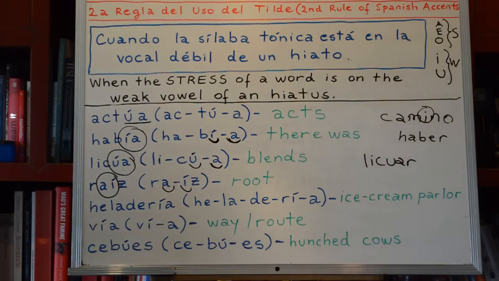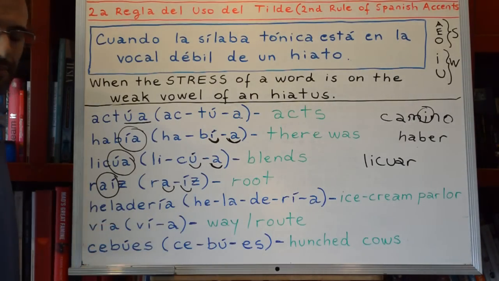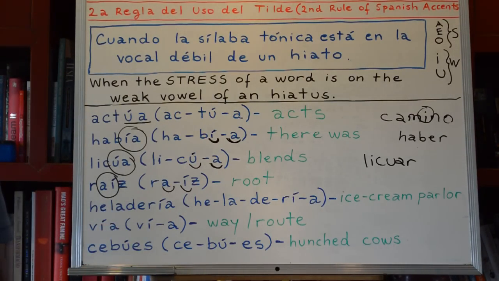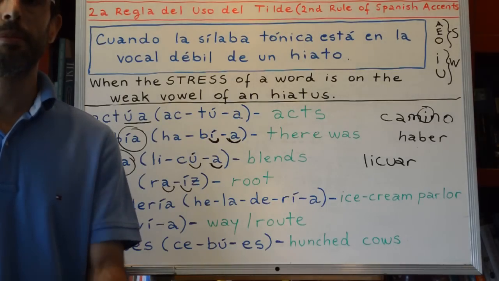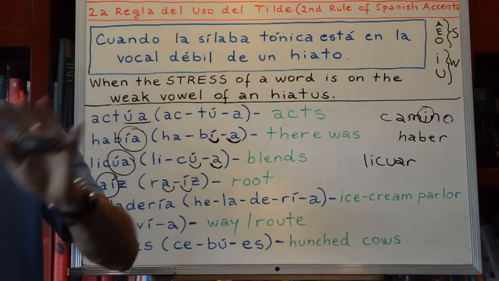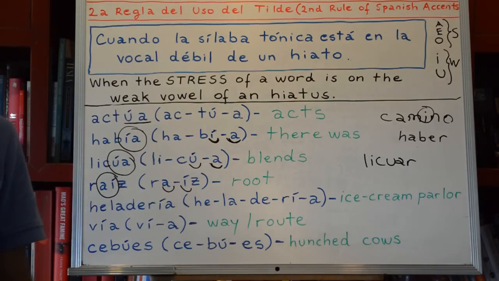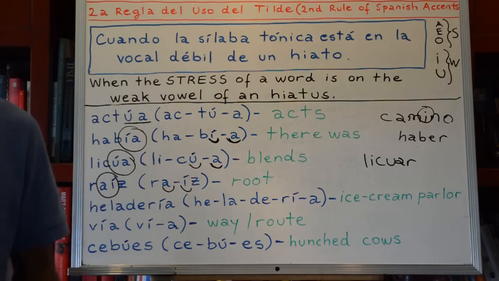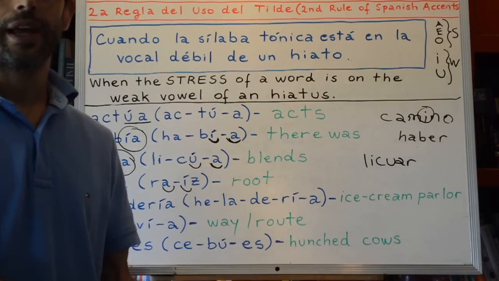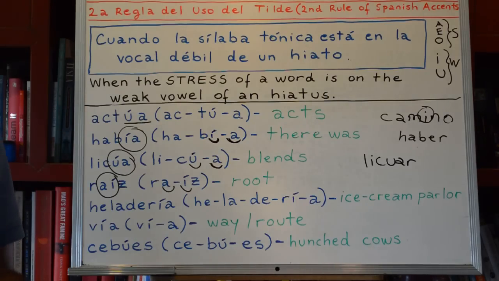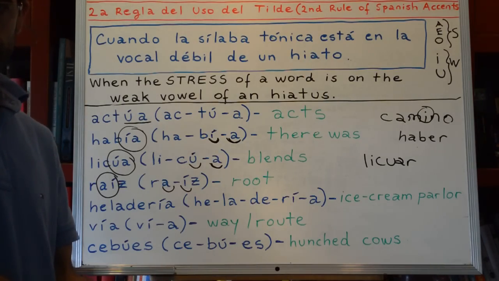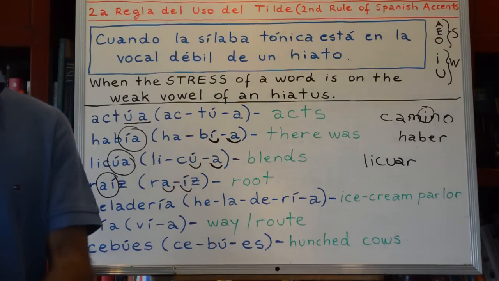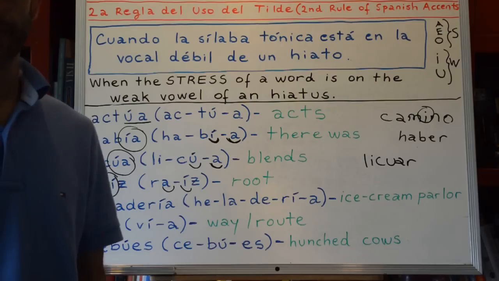Next we have the word heladería. Heladería, which means ice cream parlor, right? It's a shop where we go to buy ice cream. Heladería es a donde vamos a comprar helados. It's where we go, a donde vamos a comprar, to buy, helados, ice creams.